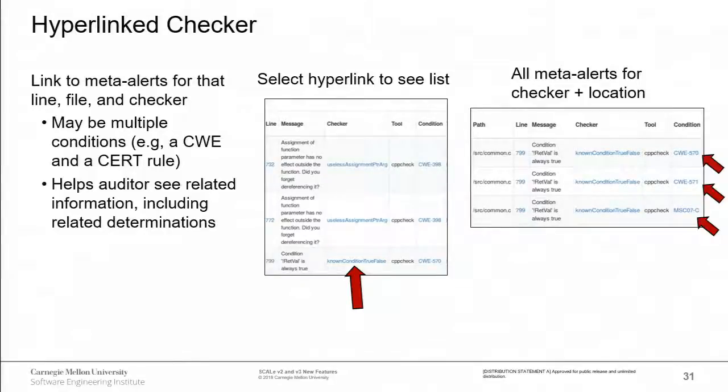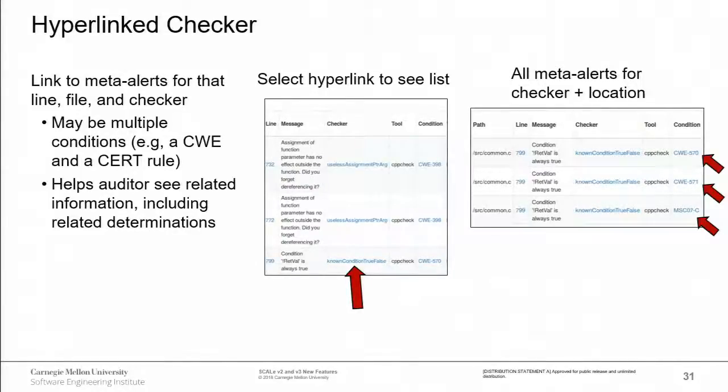We've also added a hyperlinked checker, which links to meta alerts for that line, file, and checker. This is similar to what we talked about before, but in this case, rather than showing all checker IDs for a particular condition on a line and file path, this is for a checker ID. So there may be multiple conditions that are mapped to that checker ID, for instance, one or more CWEs and one or more CERT rules.